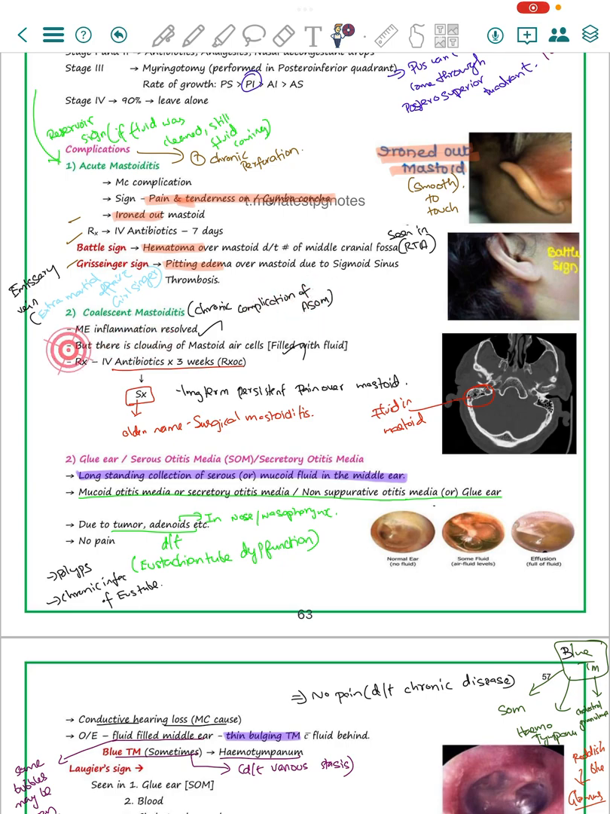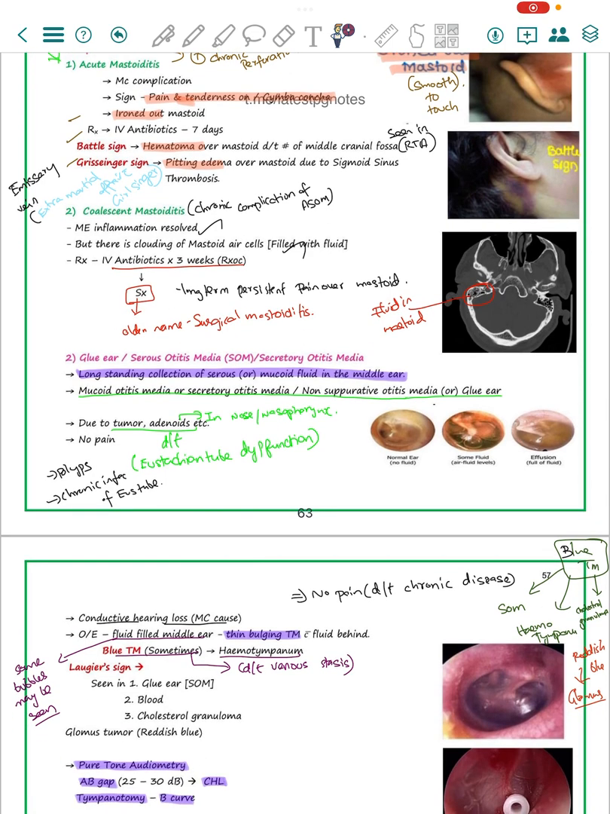In this condition the middle ear inflammation has resolved, but the infection is occurring in the mastoid air cells. There will be fluid present in there. In this condition, the treatment is IV antibiotics for 3 weeks. If it does not resolve, you should do the surgery. You should do a simple mastoidectomy, cortical mastoidectomy.